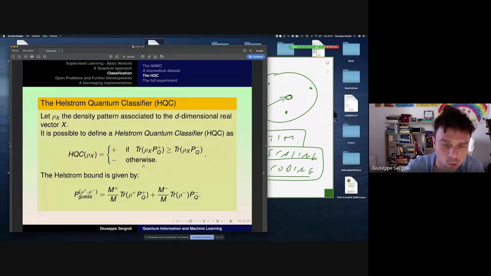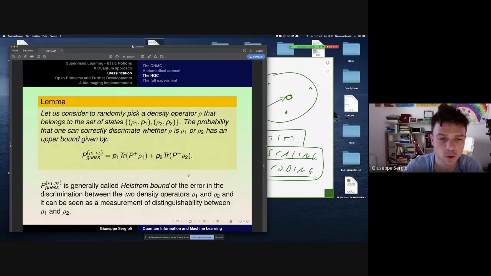Well, the fact that the p guess is given by this expression is, in a certain sense, related to a probability. Because we know that the trace of a projector times a density operator means, in a general setting, a probability. It is just the classical framework of probability. So in a certain sense, the probability to make the correct discrimination is given by the combination of the probability to pick exactly the row one if it is in the class plus, or to correctly pick the row two if it is in the class minus.